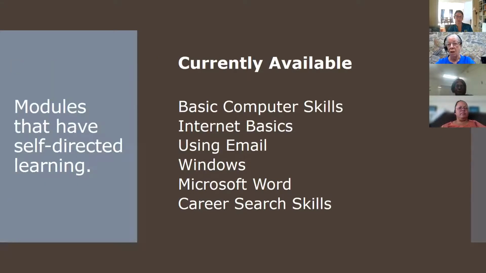I want to identify the modules that have self-directed learning, to give you a step-by-step in case you have really quick learners. The ones that are currently available, and they're working on more, they're working on Excel right now, are the basic computer skills, which is where they're going to start, Internet basics, using email, Windows, Microsoft Word, and career search skills. These are the six that have the self-directed learning, but you'll have to keep in mind where your learner is, because they may not be able to do self-directed learning and will need either one-on-one or group instruction.